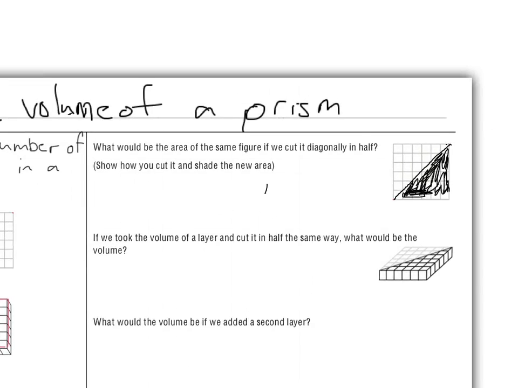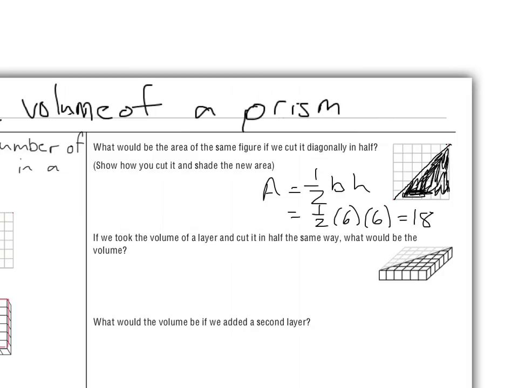So the area of this triangle would be equal to 1/2 of base times height, or 1/2 of 6 times 6, which would be 18. So think about it. If I took that and I wanted one layer of that, how many cubes do you think we would need in order to make that happen?